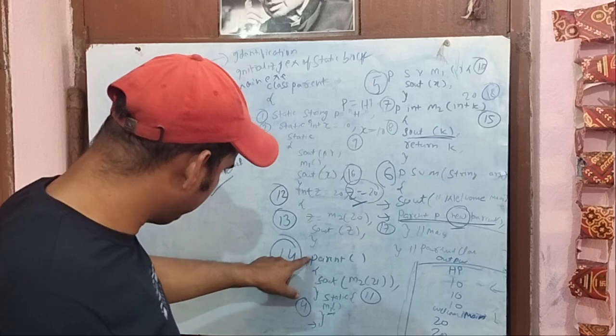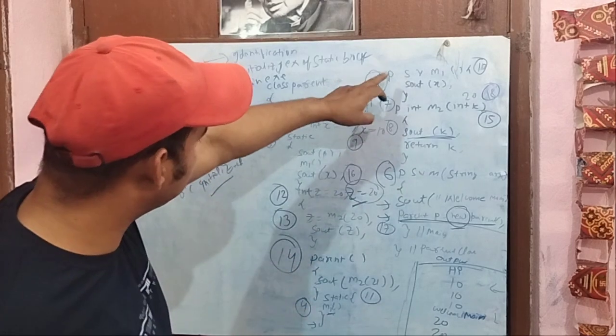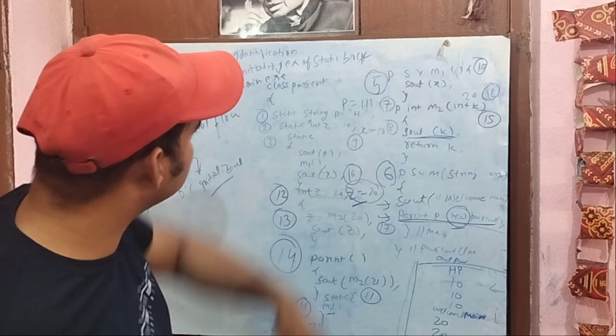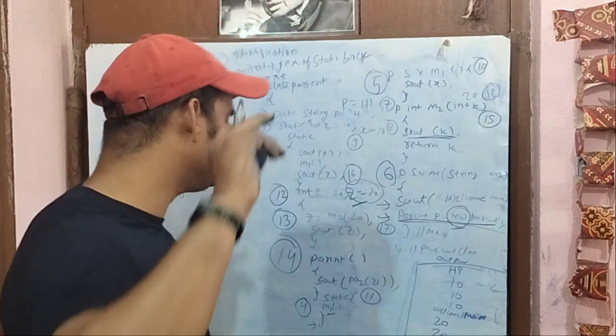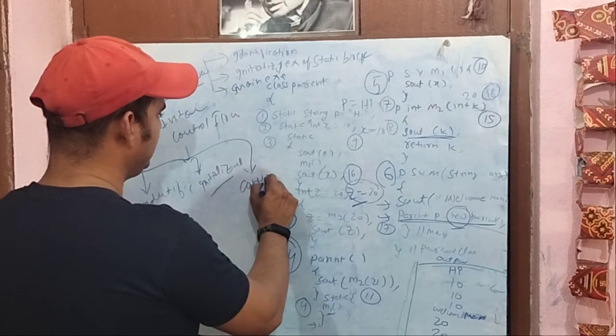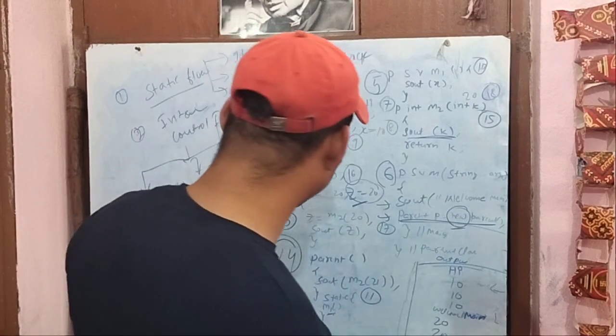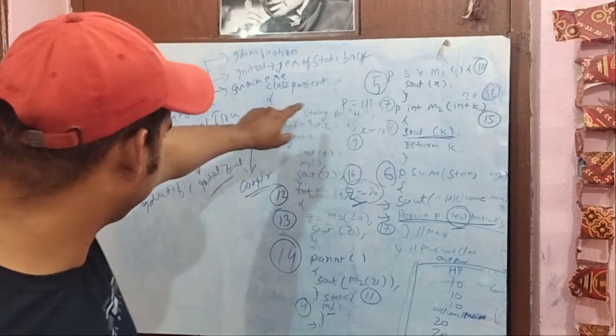Now coming down, is any more instance block there? No instance block is there. So what is it going to do? At last it is going to call the constructor. So at the third step it is going to call the constructor. Inside the constructor, where is the parent class constructor?